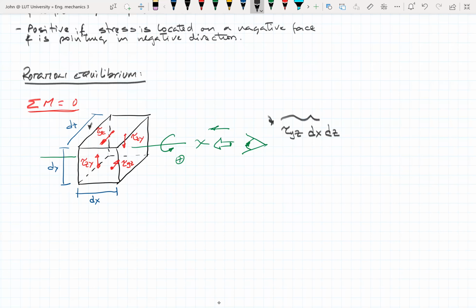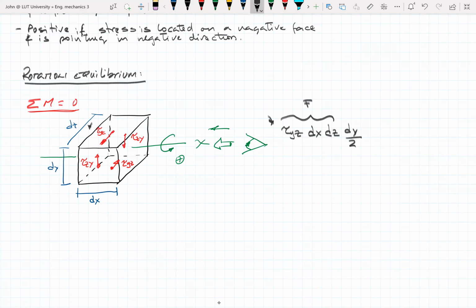This is going to represent the force, the force that caused that shear stress. Knowing that this is the force, I need to know also the arm with which to apply the moment. I know that the arm is going to be half of the y distance, represented by dy over 2.